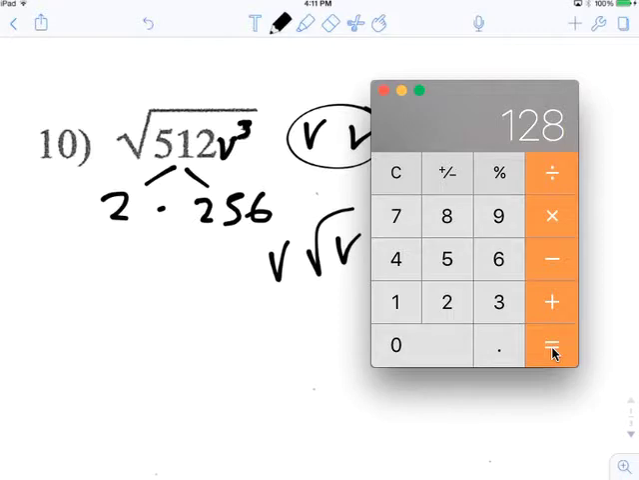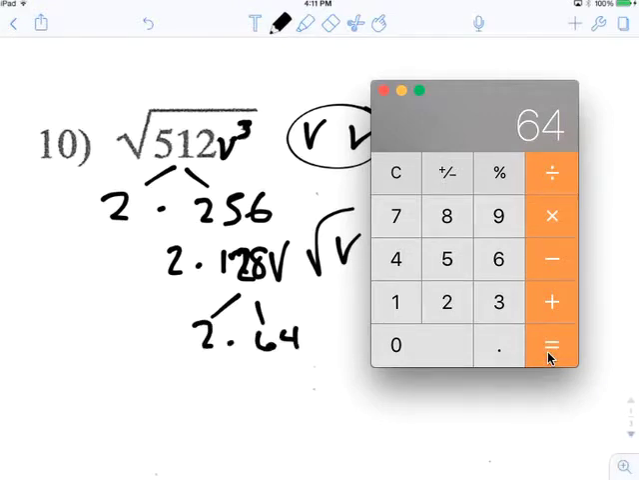This is 2 times 128, and then 128, let's divide that by 2, 64, 2 times 64. Oh, this is 8 times 8. Perfect. We can stop here because it's doubled, and once it's double like this, it's a perfect square. You can stop.